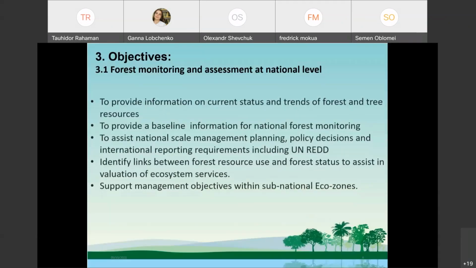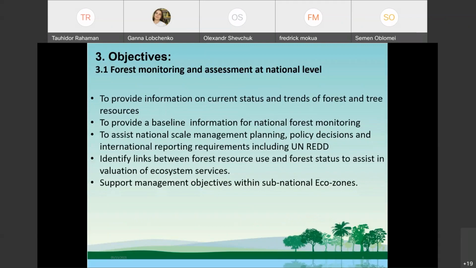Our objectives: to provide information on the current status and trend of forest and tree resources, to provide baseline information for national forest monitoring, to assist national scale management planning, policy decisions, and reporting requirements, including UN data, and to link forest resource use and forest status to assist in evaluation of ecosystem services and support management objectives within subnational ecozones.